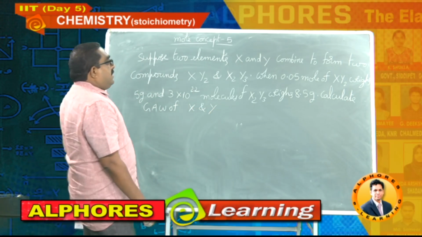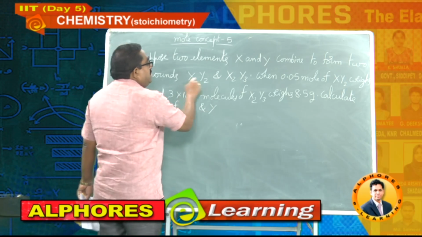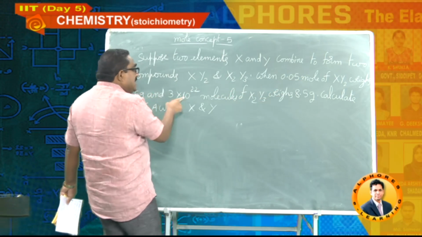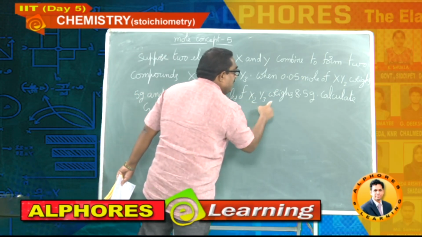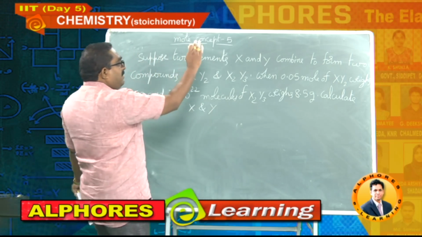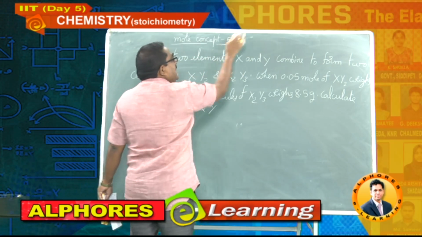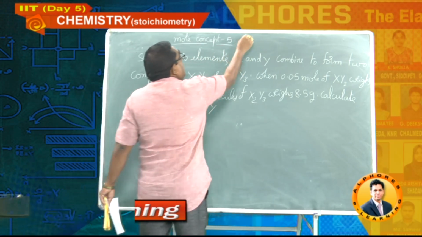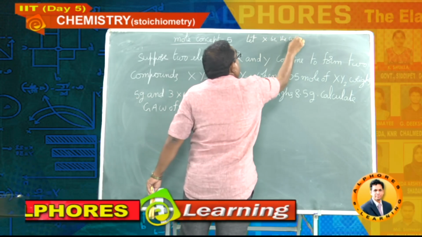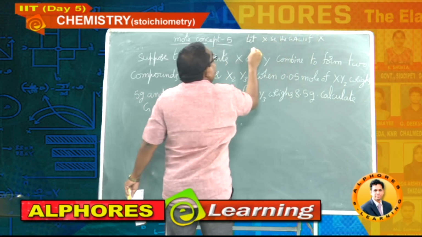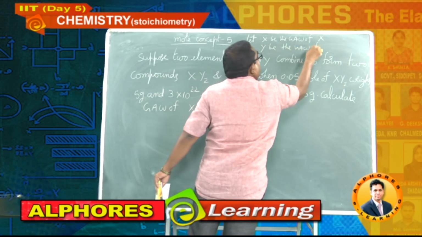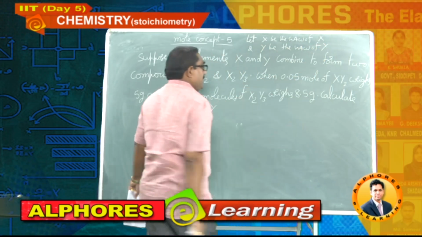Write down students. Two compounds: 0.05 mole of XY2 weighs 5 grams. This much number of molecules of X2Y3 weighs 8.5 grams. Okay. I am making some considerations. I am writing here, students, please copy it down. Let X be the GAW of X and Y be the GAW of Y. That's it, simple. Okay? Right. See here.